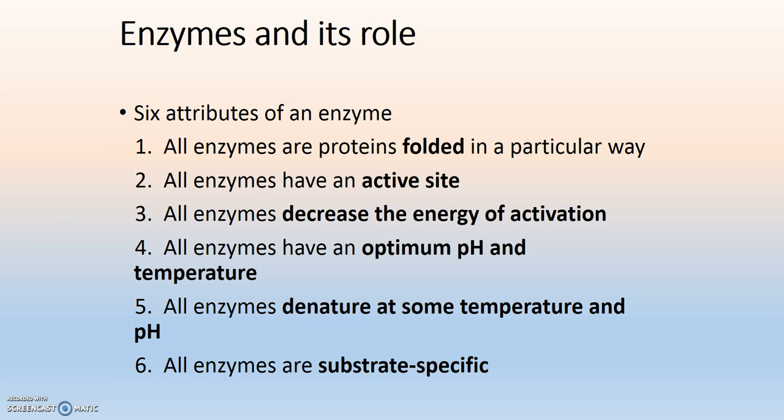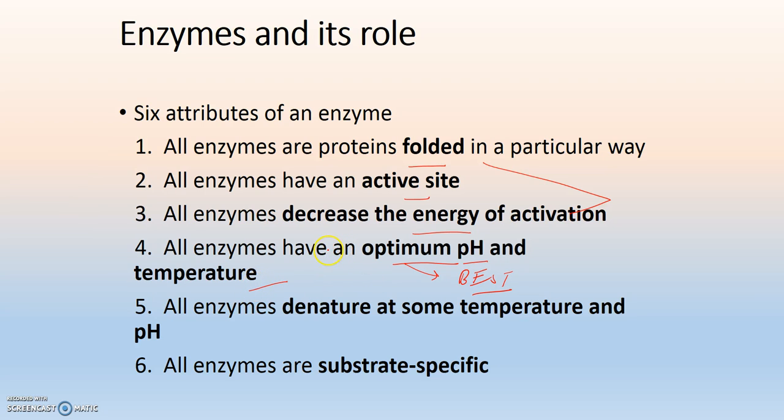All right, so here are the 6 attributes to an enzyme. Enzymes are proteins that are folded. They have an active site. They decrease the energy of activation. We understand these 3 points. Now, there's a new aspect: all enzymes have an optimum pH and temperature. Optimum means best. So this is the best pH and temperature where they work the best.